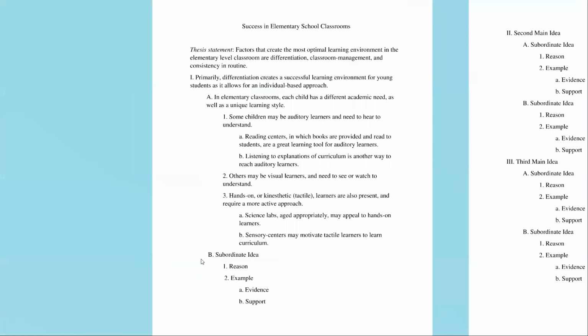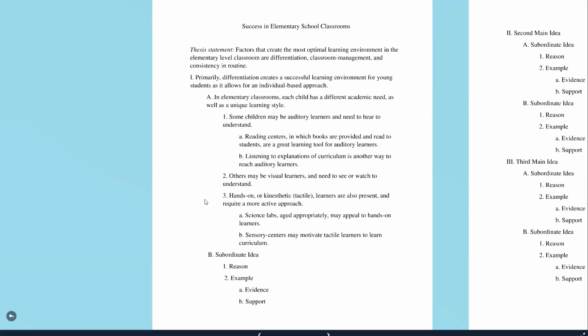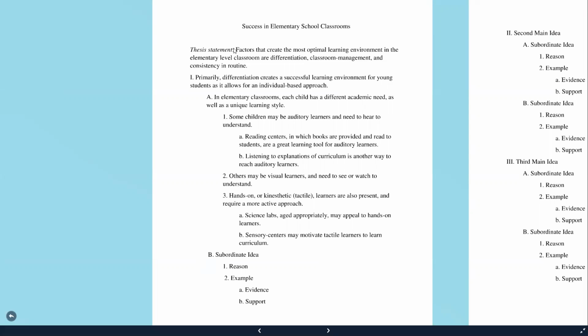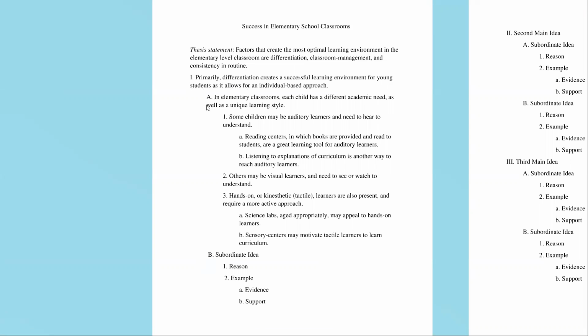So you'll see under our next point here, as we put it all together, this outline begins to come to life. Now this isn't to scale, as this is a Word document that I put into my visual presentation here. However, you see each level of information and how it's organized and formatted and how it all works together. Starting with that thesis statement about the factors that create the most optimal learning environment, beginning with differentiation as our first main idea, allowing for an individual-based approach, going to our subordinate idea, where we look at each child having a different academic need and their unique learning style.